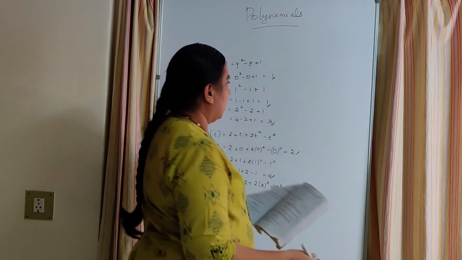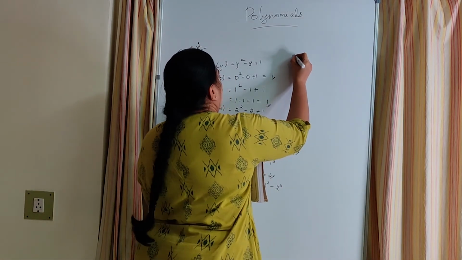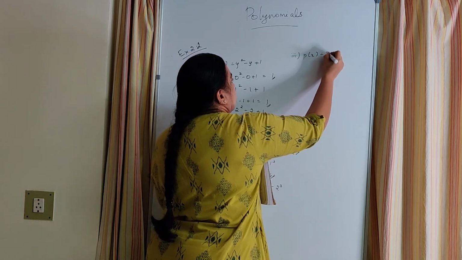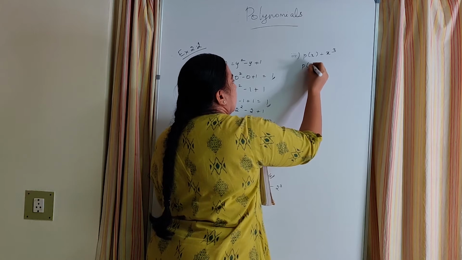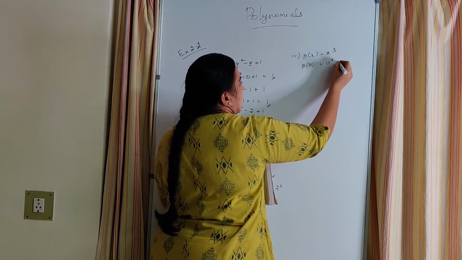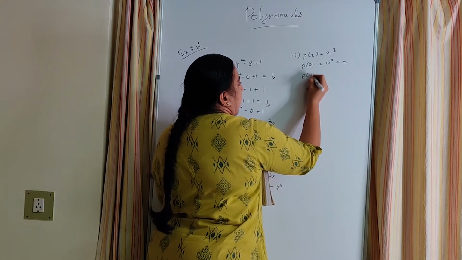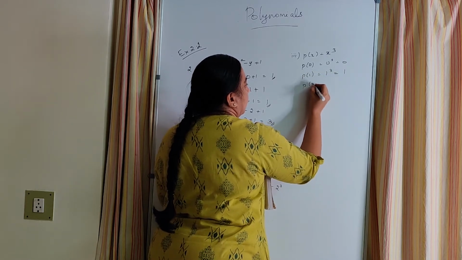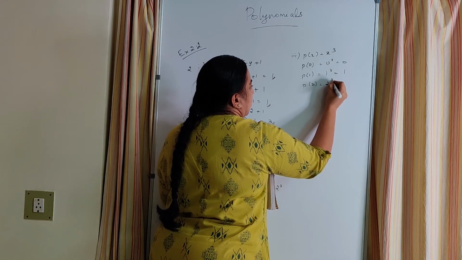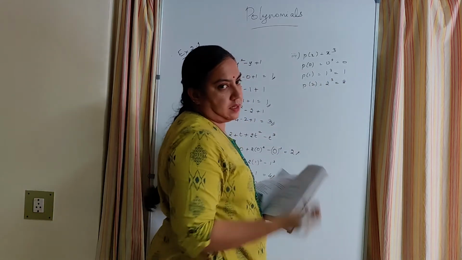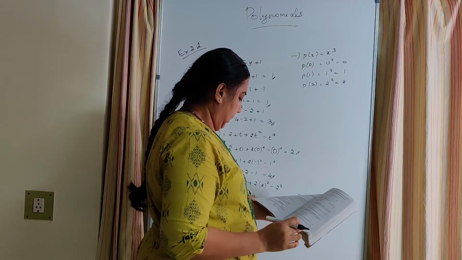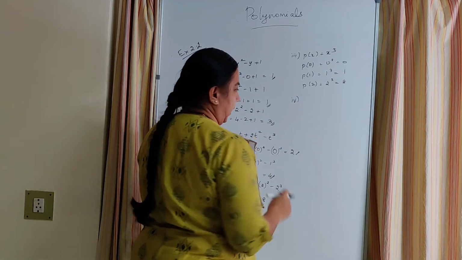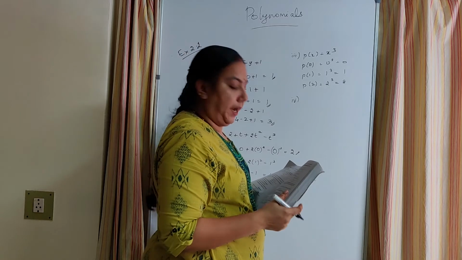P of x is equal to x cube. In that, P of 0 is equal to 0 cube is equal to 0. P of 1 is equal to 1 cube is equal to 1. P of 2 is equal to 2 cube is equal to 8. Simple, right? Then the last sum, we can do it in the same format, or we can use an identity also.